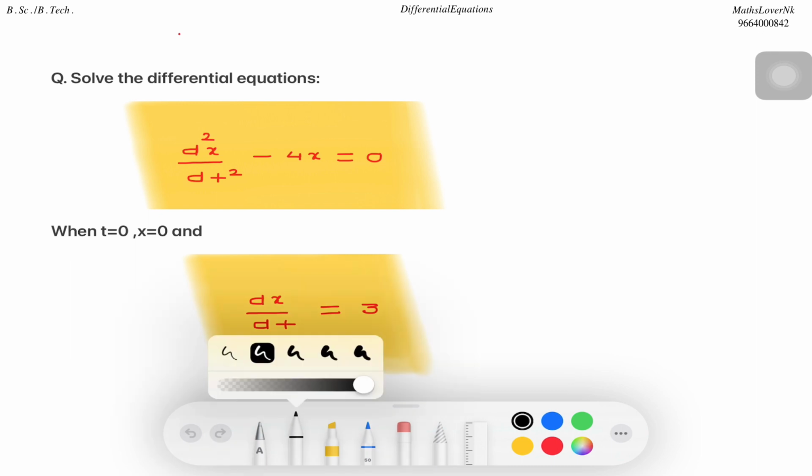In today's lecture, we solve a question related to differential equations. The question given is: solve the differential equation d square x upon dt square minus 4x is equal to 0, when t is equal to 0 then x is equal to 0, and when t is equal to 0 then dx upon dt is equal to 3. Then find out the solution. Now we solve it by the method of solution.